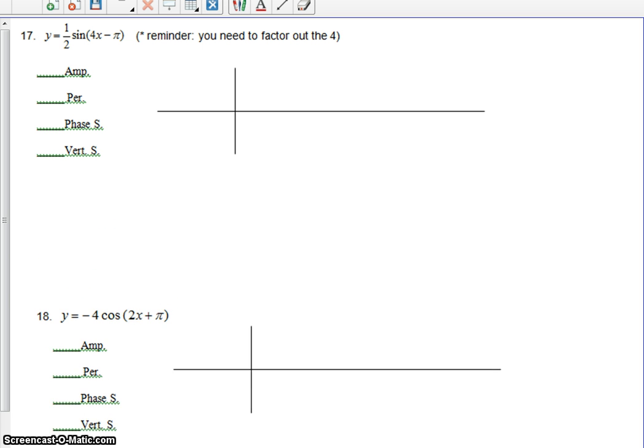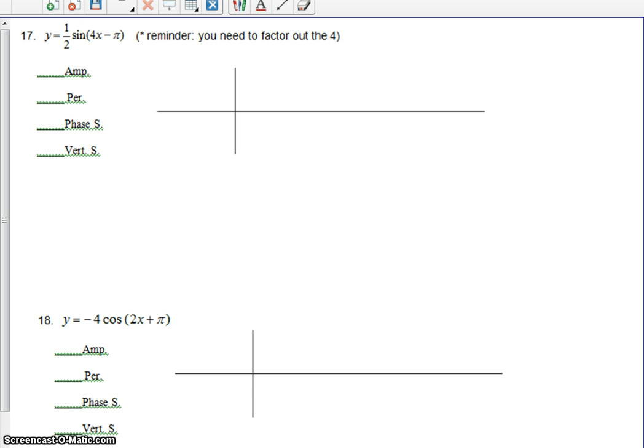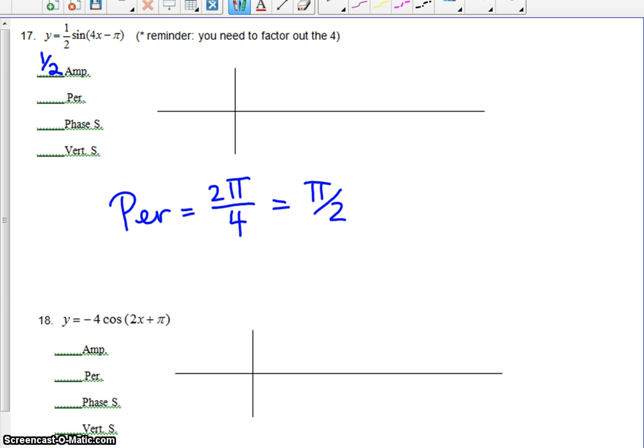17, because 17 is kind of unique here in that we do need to factor out or kind of solve for that parenthesis. So I'm going to start with 17, the amplitude. I can just look and say, oh, the amplitude's 1/2. The period. The period, we're in radians. All right, so it's 2 pi divided by the coefficient of my variable. The coefficient of my variable is that 4 that's in front of the x. 2 pi divided by 4, I'm going to write it as pi over 2. So I just reduced my fraction. So my period is pi halves, 90 degrees.